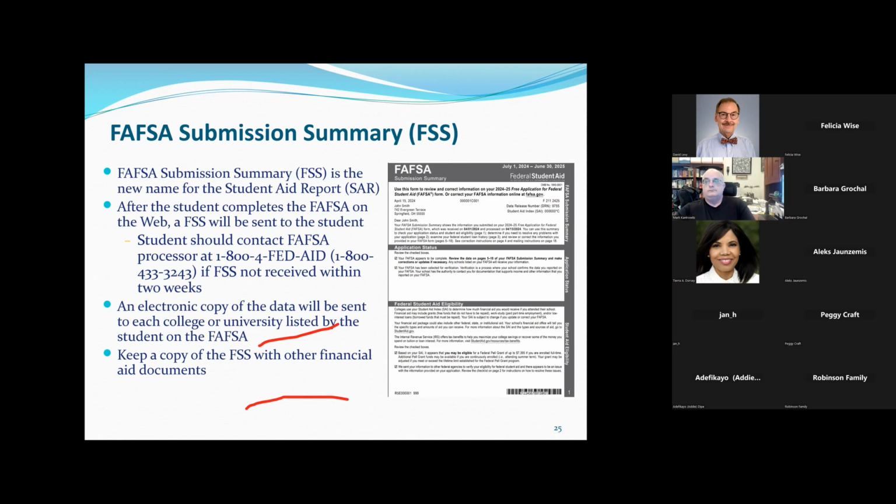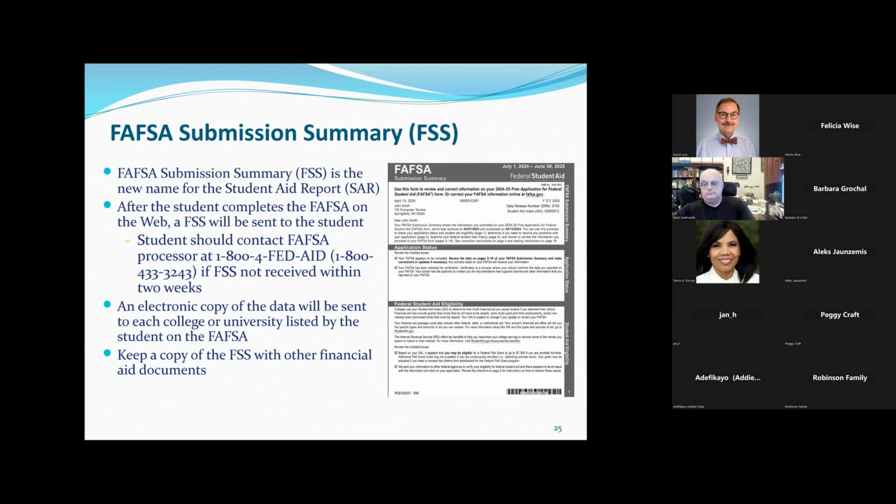It will be sent electronically to the student. If the student does not provide a valid email address, a paper FSS will be mailed to the student at the address entered on the FAFSA. So what we are suggesting is if you do not receive a FAFSA submission summary by mid-March, you should contact the federal processor to check on the status of your FAFSA.